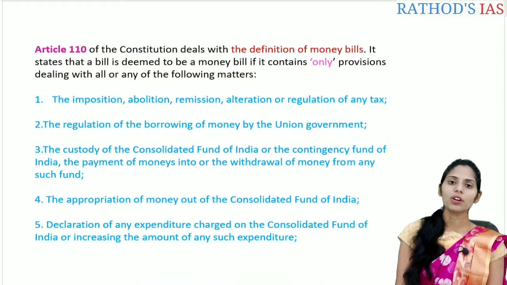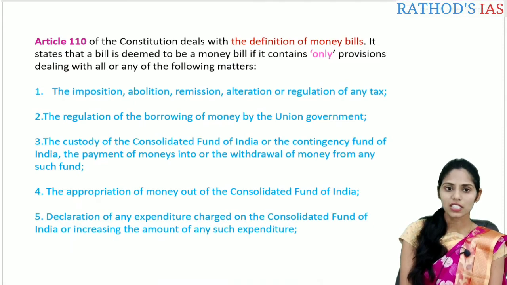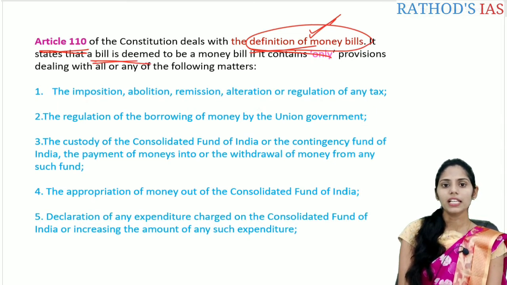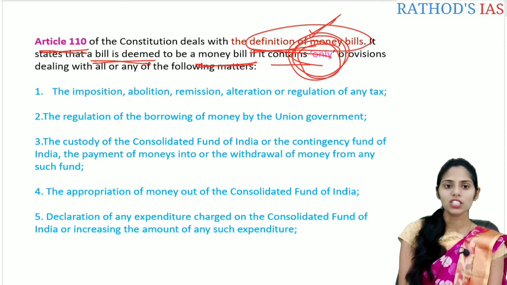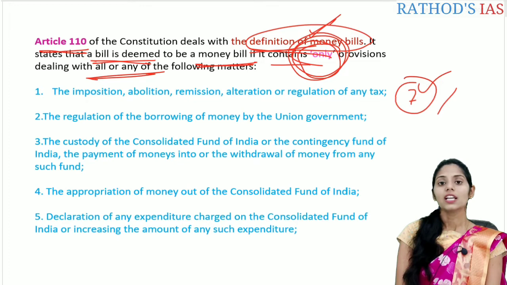As I said, whenever we are talking about the money bill, Article 110 comes into the picture. If you see this Article 110, this article present in the Indian Constitution deals with the definition of the money bill. It says that a bill is deemed to be a money bill if it contains only, and this is a thing that you should remember, only provisions dealing with all or any of the following. That means it can deal with these 7 provisions or either one of the 7 provisions, then that bill is to be considered as a money bill.